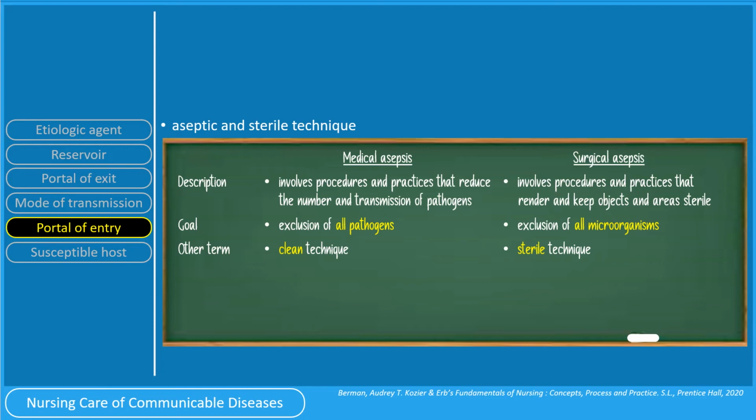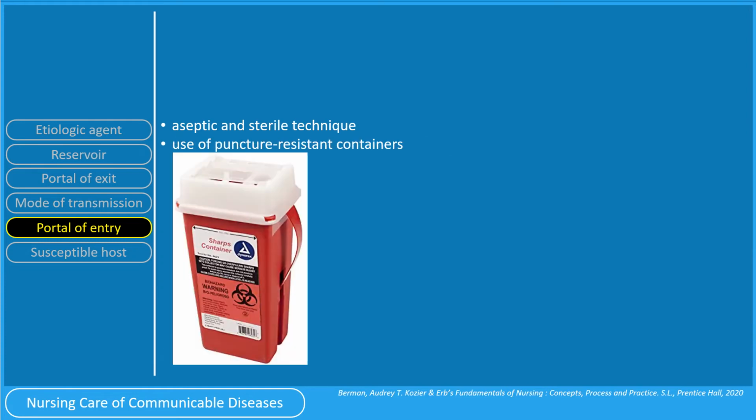So to consolidate the information, medical asepsis is also known as the clean technique because it only excludes pathogens. Surgical asepsis, on the other hand, is a sterile technique because it excludes all microorganisms and not only pathogens. In addition to aseptic and sterile technique, the use of puncture-resistant containers also breaks the chain of infection at the level of the portal of entry.